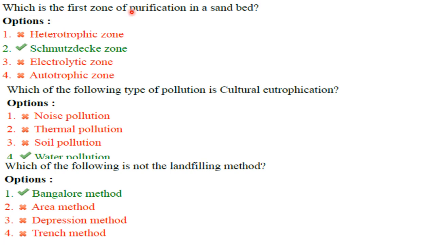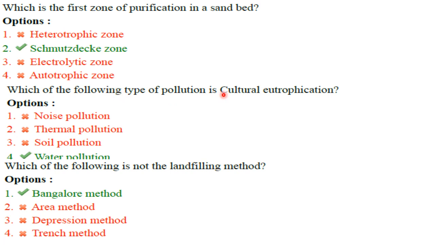Then, which is the first zone of purification in a sand bed? So it is Schmutzdecke zone. Then comes the autotrophic zone and then the heterotrophic zone. So the answer here is option 2.